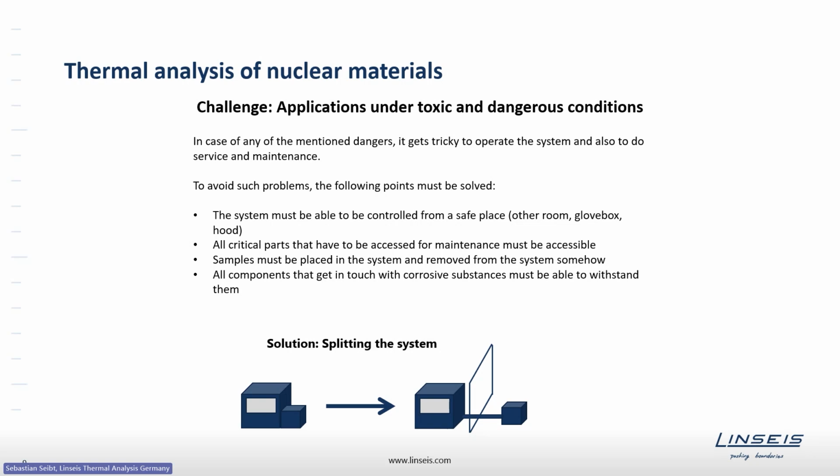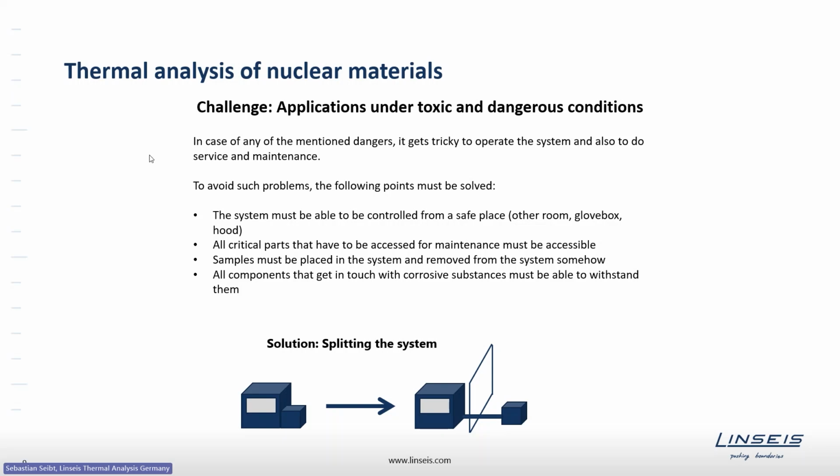First of all, the system must be controlled from a safe place. That may be a glove box, the neighboring room, or just a fume hood. All the critical parts have to be accessible for maintenance and operation, either for gloves, for your hands, or for robot arms if necessary. The samples must be placed in the system and removed from it safely. And all components that are in touch with corrosive or radioactive substances must be able to withstand them, so your material must be selected properly.